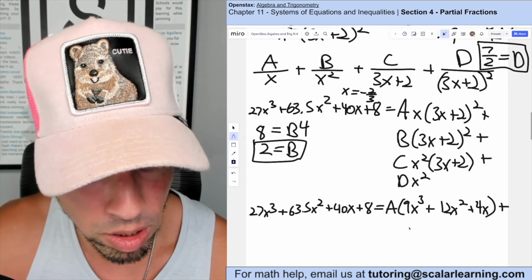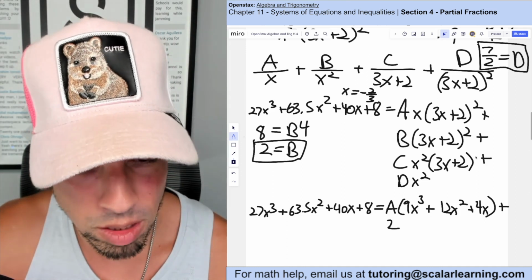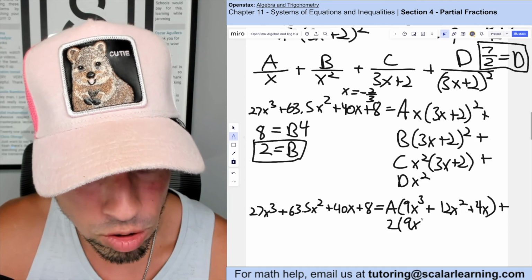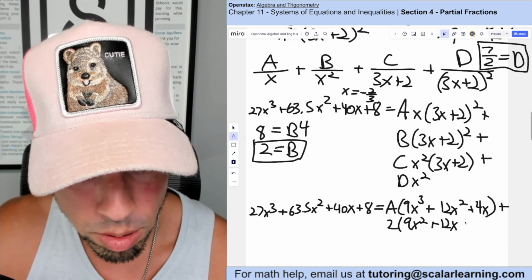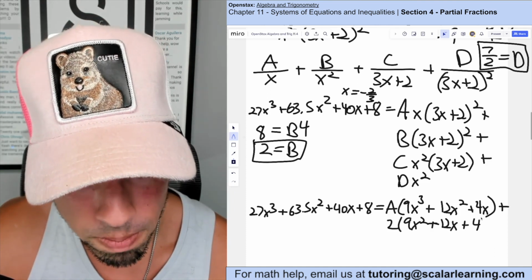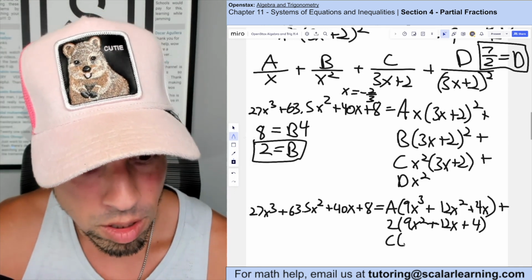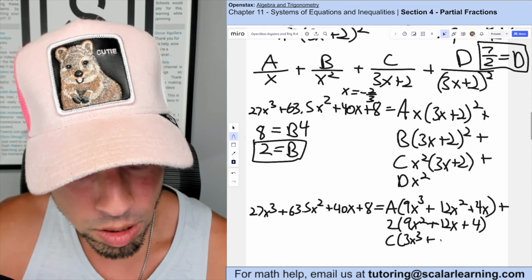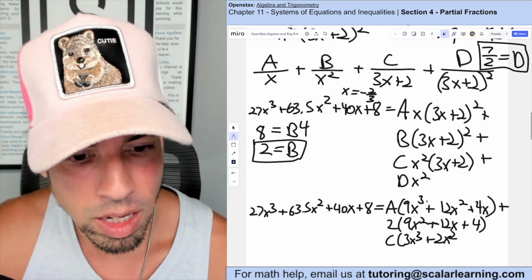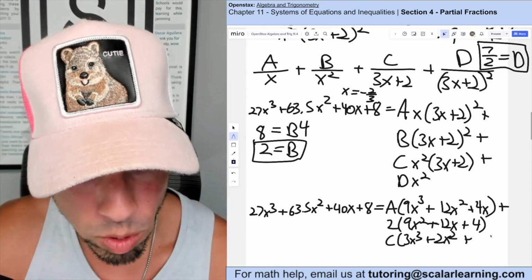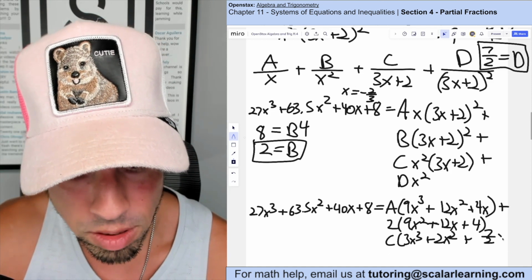B is 2, so then it's going to be 2 times this squared, which is 9x squared plus 12x plus 4. Again, just foiling that out. Plus c with this whole thing distributed, right? C times 3x cubed plus 2x squared. And then plus d times x squared. D we already know is 7 halves times x squared.